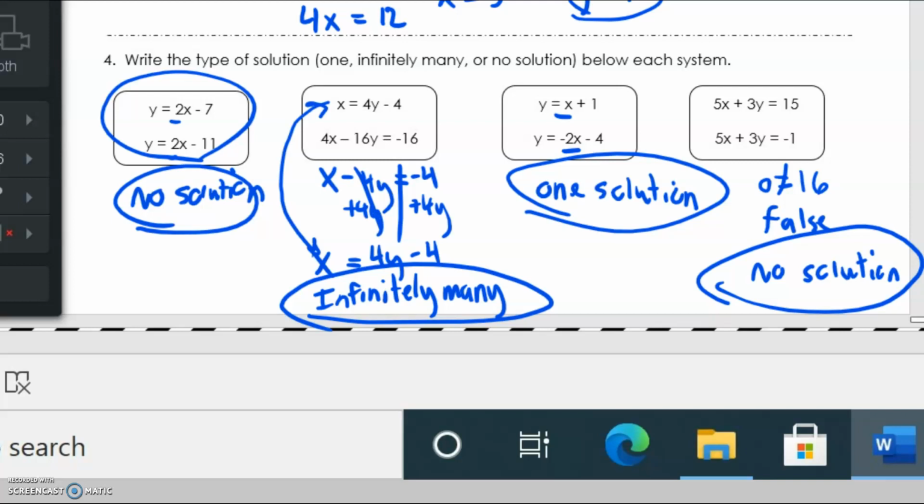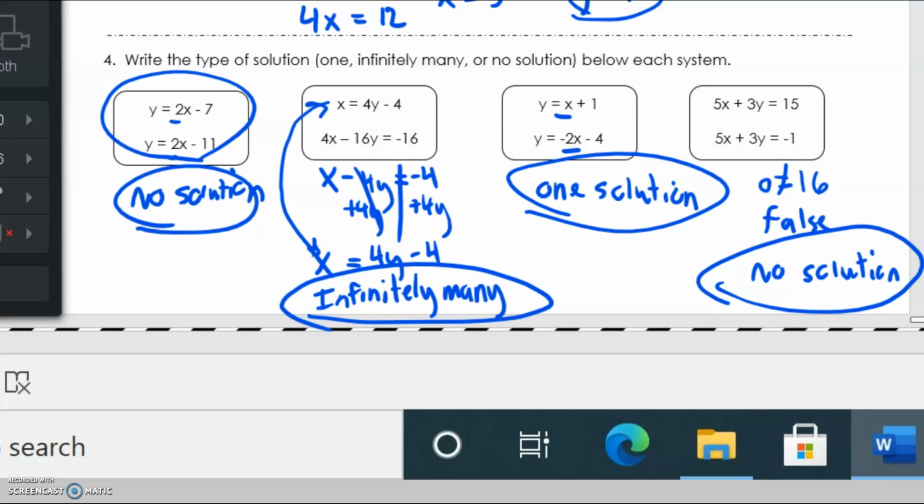All right, so quick recap on what you can be doing for a question like number 4. Number 1, compare their slopes. If they're in slope-intercept form, if they have the same slope, you know they're parallel, unless they're the same line, but most of the time it's going to be parallel. If they have different slopes, then they're going to be crossing.